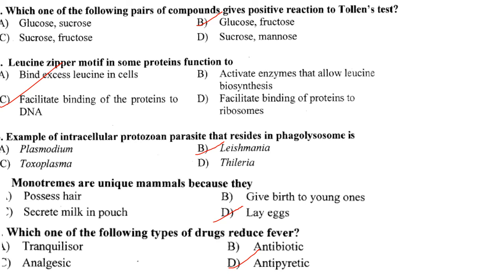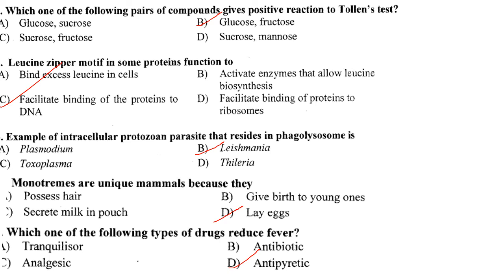Then which one of the following pairs of compounds give positive reaction to Tollens test? So Tollens test gives positive results only when an aldehyde or an alpha hydroxy ketone is present. So glucose contains an aldehyde group, so glucose gives a positive test, but sucrose does not have a free aldehyde or an alpha hydroxy ketone. So glucose and fructose will give positive reaction to Tollens test.